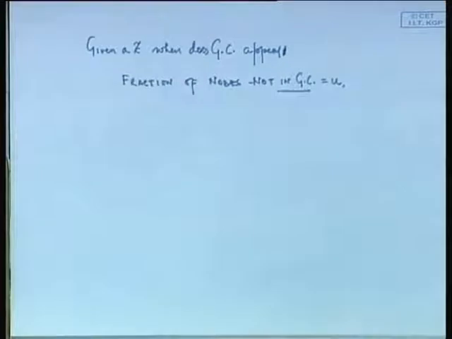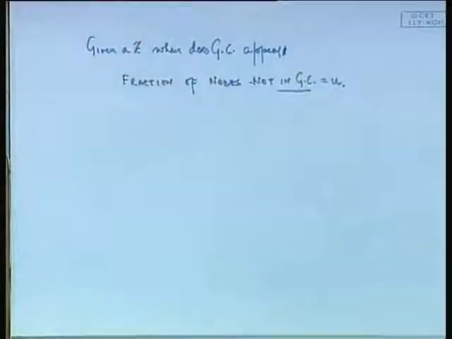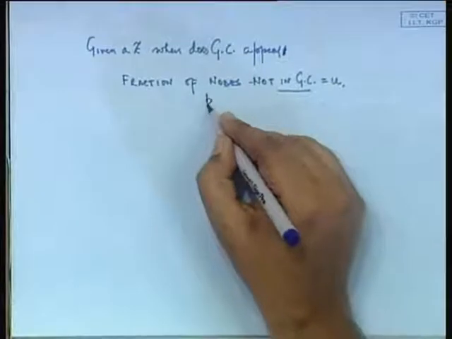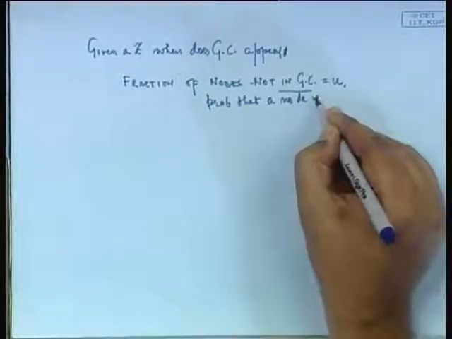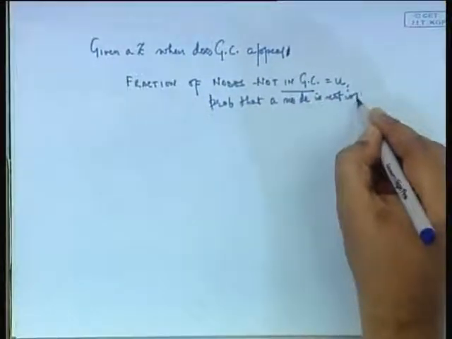So, when will u be not in the giant component? Can you tell in terms of its neighbors? When its neighbors are not in the giant component. If it has k neighbors, what is the probability that its neighbors are not in the giant component? If the probability that a node is not in the giant component is u, it is the same for every node: the probability that a node is not in GC is u.